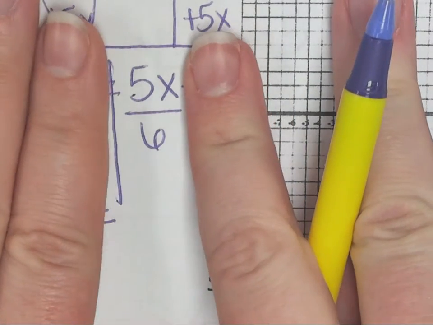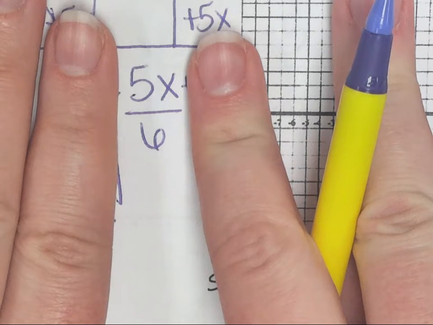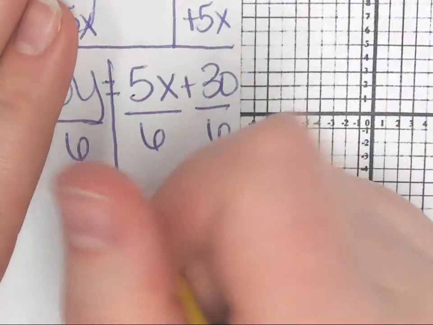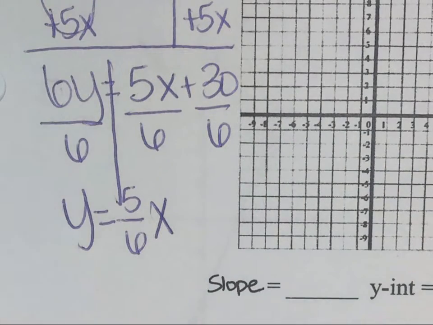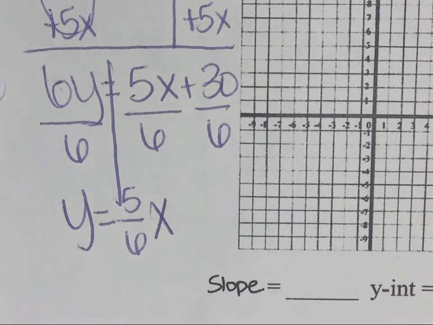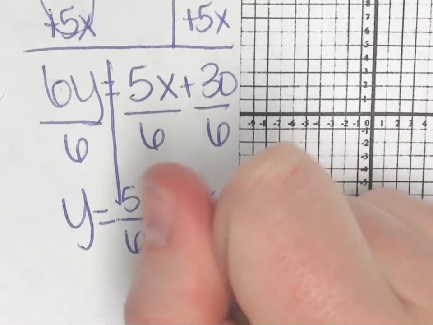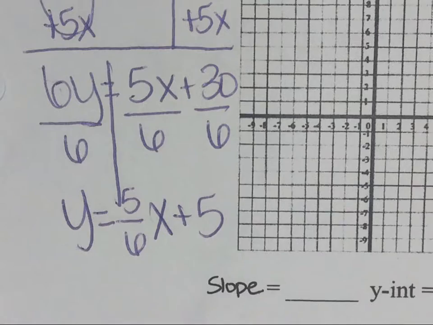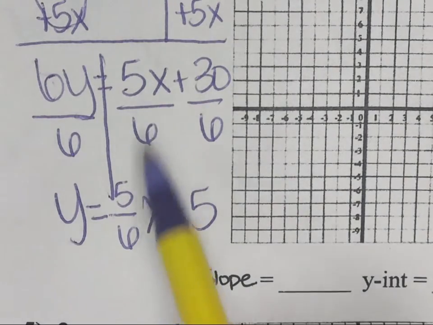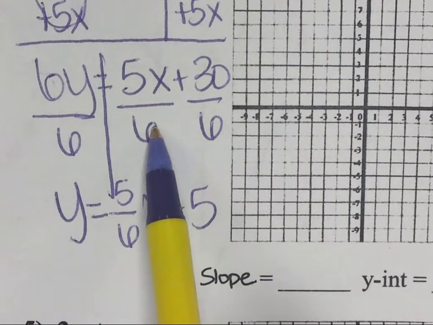Now, here is where we have to think this one through. 5x divided by 6 gives us 5 over 6 x. What about 30? Well, what's 30 divided by 6, honey? It's 5. Yeah. So we just divide everything. Remember, guys, we want our slope to be a fraction, not a decimal.